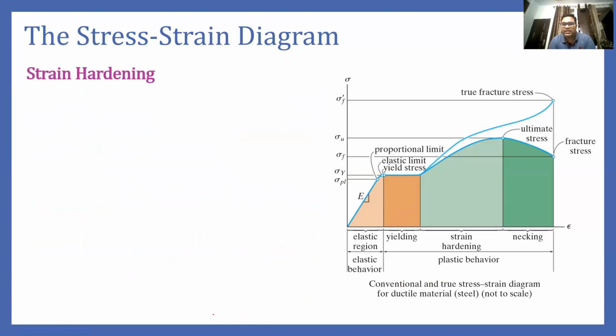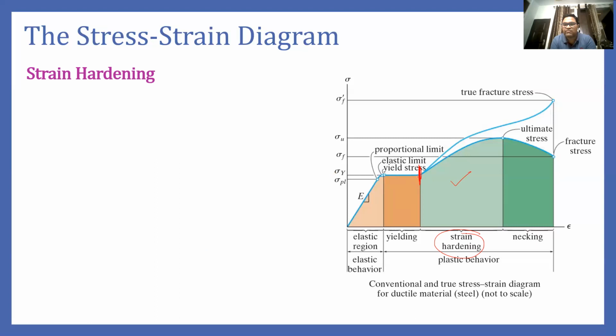Now coming to the next behavior, that is strain hardening. Strain hardening is represented by this light green region. At this stage, the material is again in the plastic stage. The molecules of the material will now start restructuring, and once they have restructured, they will regain some strength, which means it can still take some more load.